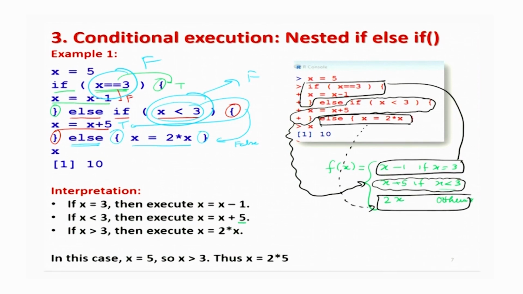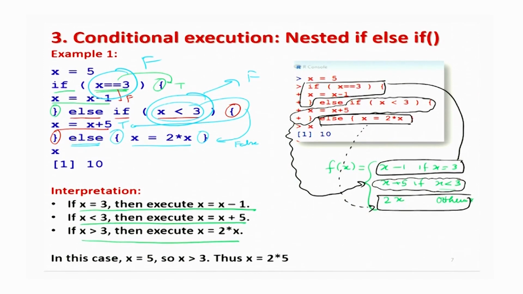So, you can see this is what we wanted to do: if x is equal to 3, then execute x equal to x minus 1; if x is smaller than 3, then execute x is replaced by x plus 5; and in case x is greater than 3, execute x is equal to 2x.